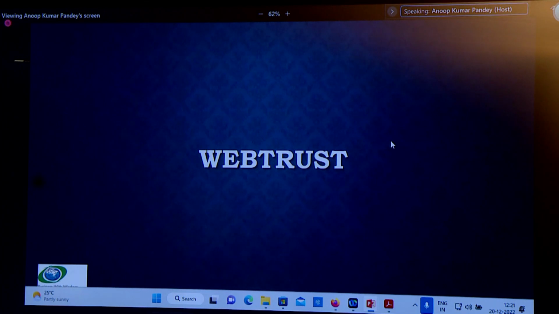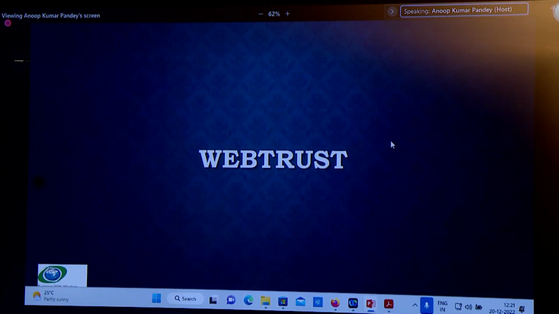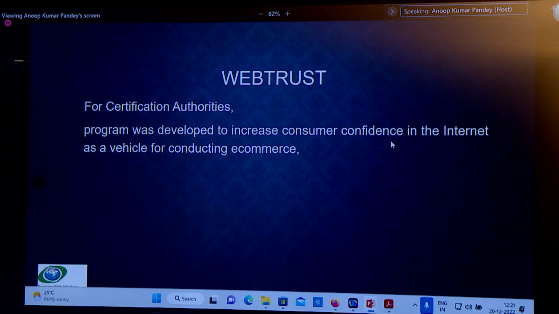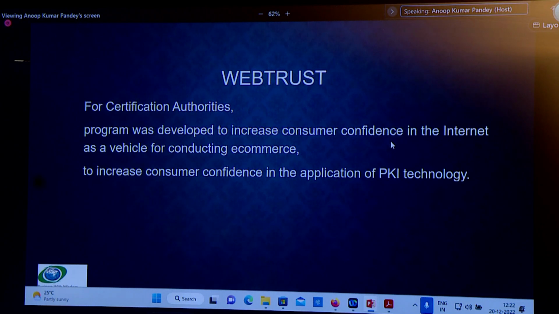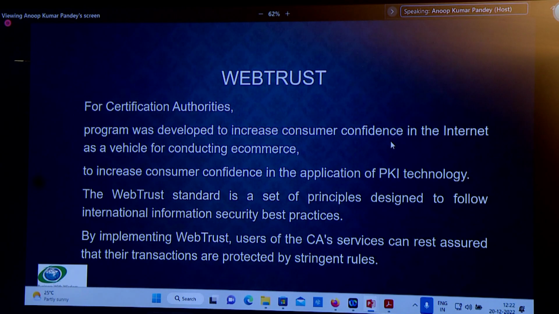So now, what is Web Trust all about? We are talking about Web Trust in many places, so let's look into what it is. It's basically a certification authority program developed to increase consumer confidence in the internet and in conducting e-commerce. Basically, it was created for e-commerce purposes. It increases the confidence in the application of PKI technology, and it's a standard set of principles designed to follow internet information security. This is basically about the trust creation that Web Trust is giving.